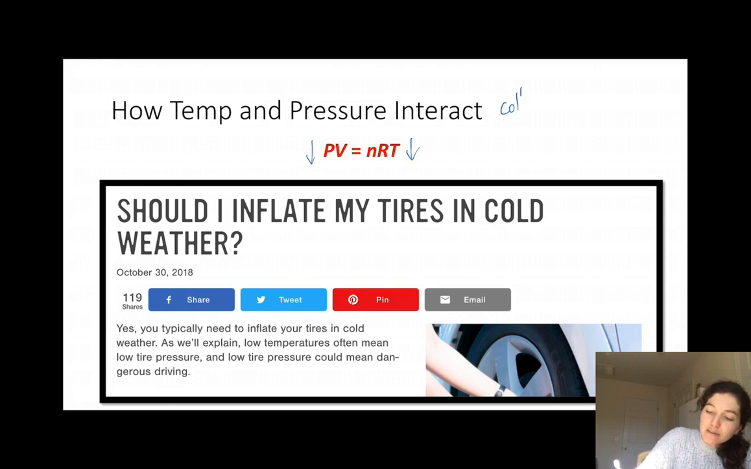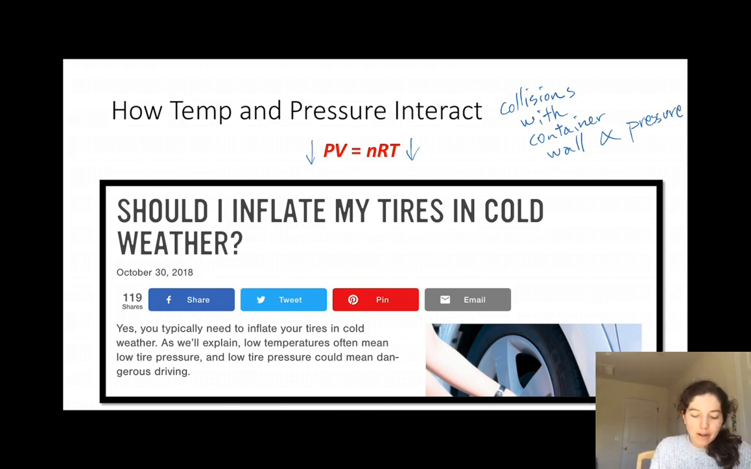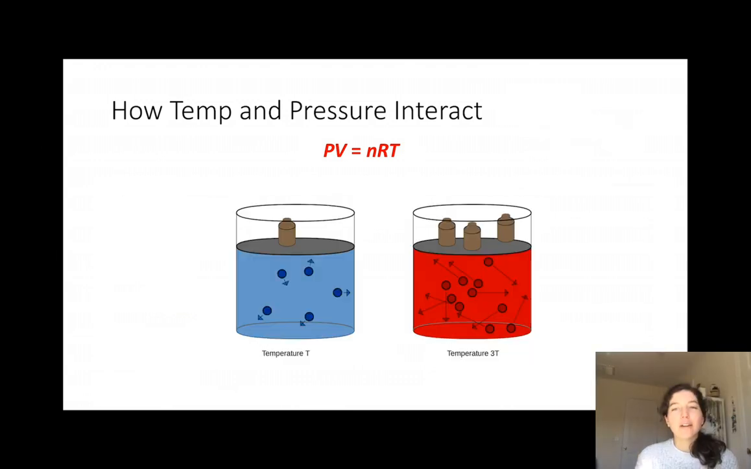So collisions with the wall of the container are related to pressure. So it's very important that you inflate your tires in cold weather because the pressure is naturally going to drop in them. Here's another way to kind of visualize it if this helps you at all.